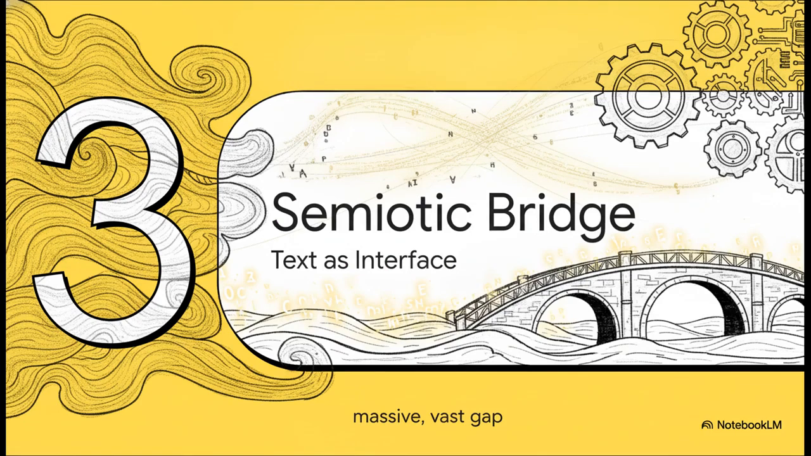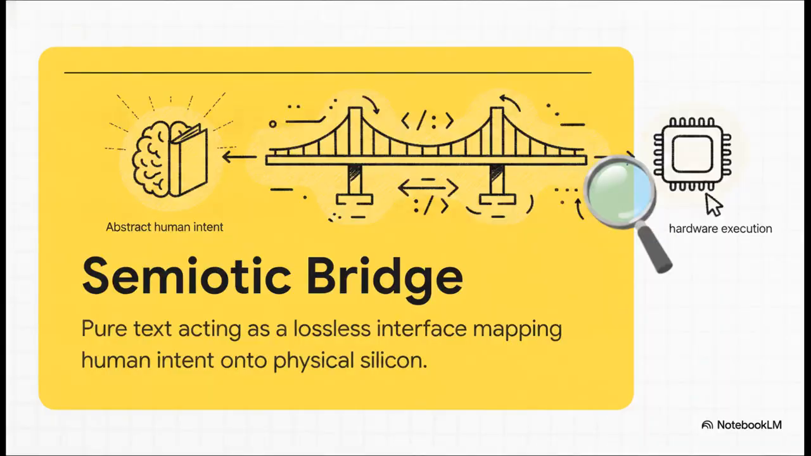All right, Section 3. Text, the semiotic bridge. So how do we actually cross this massive, vast gap between a fuzzy, creative mind and a strict mechanical machine? Well, the answer is pure text. It's what the sources call the semiotic bridge. Based on the philosophy of Charles Sanders Peirce, text acts as the universal bijective interface.